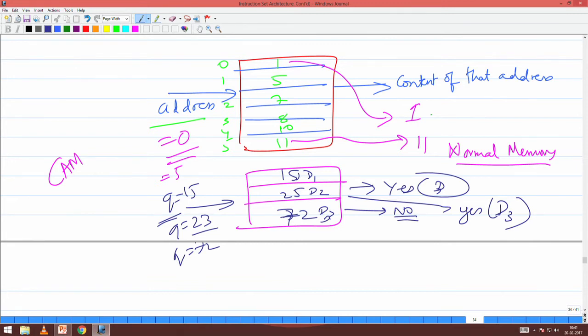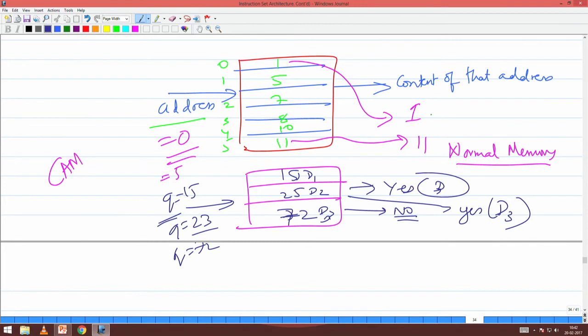So I am addressing the content, not the location. I am addressing whether this content belongs there. There is a difference between how I address a normal memory and how I address a content addressable memory. In a content addressable memory, I send a query, and if that query element belongs anywhere in the memory, it will say yes, and it will also send the data associated with it. If the query element is not there, then it will say no.